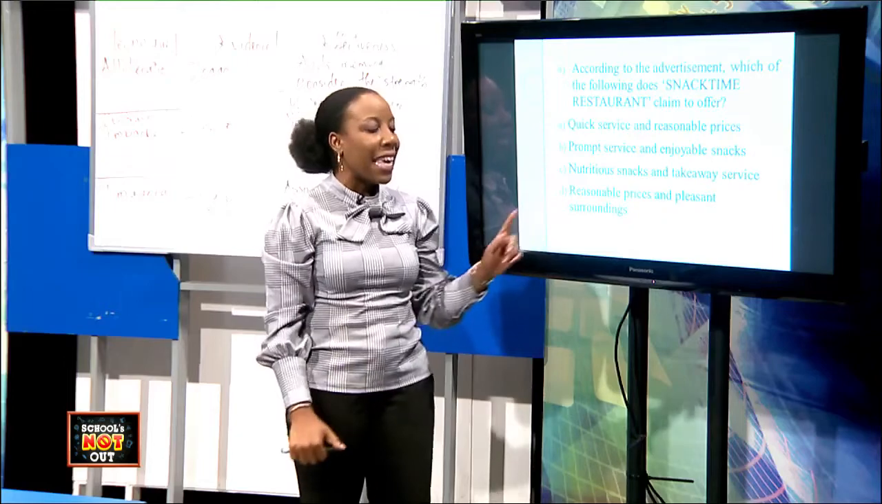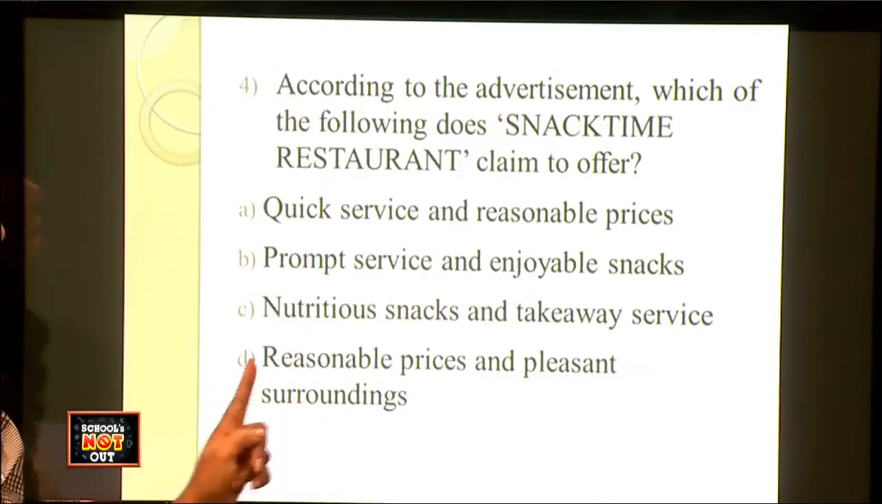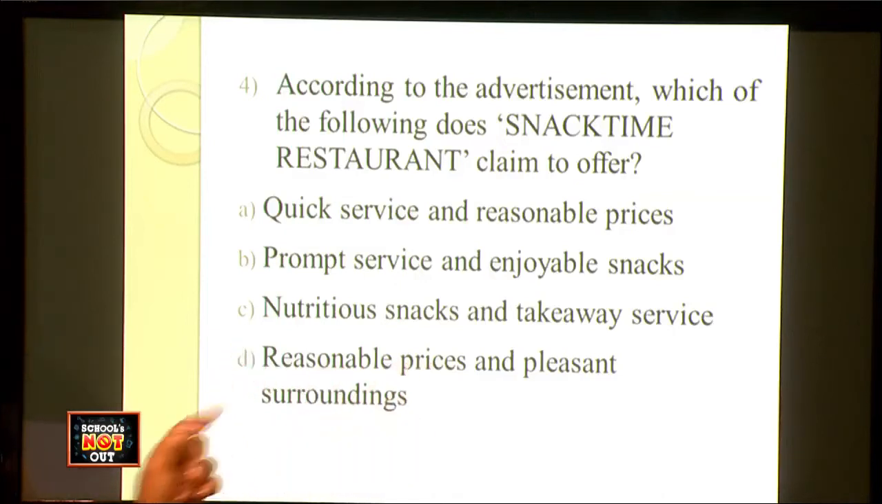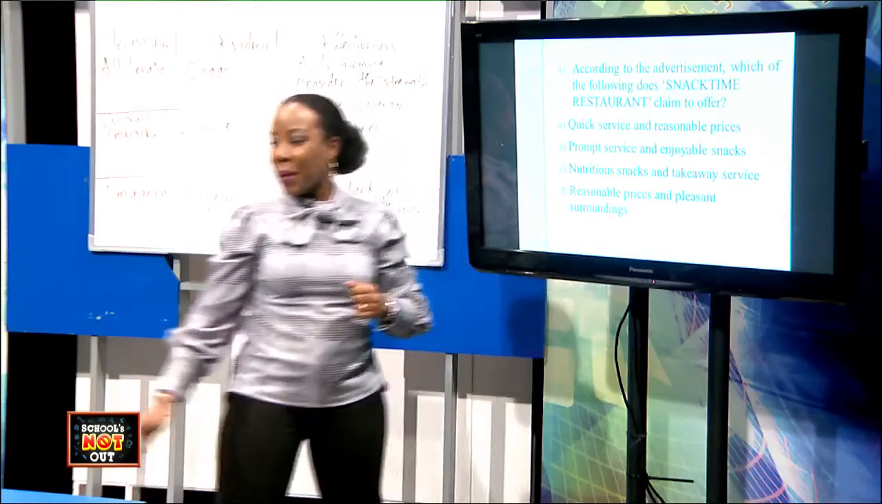And let's look at D. Again, we have the distractor of reasonable prices. Remember, we do not get the cost of any food, so this one would cause D to be out. So yes, the answer is B. Prompt service in the twinkling of an eye and enjoyable snacks, right?